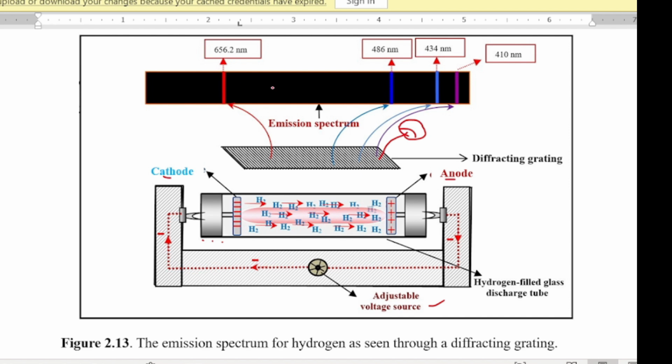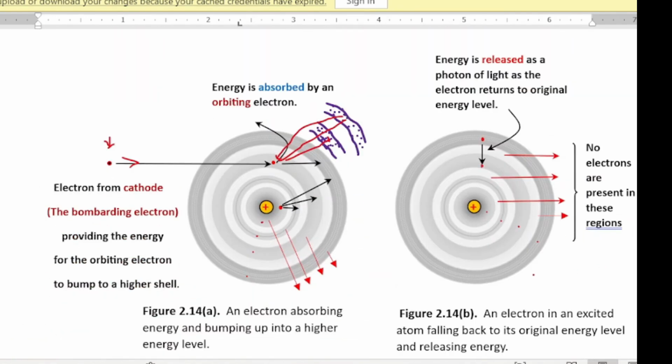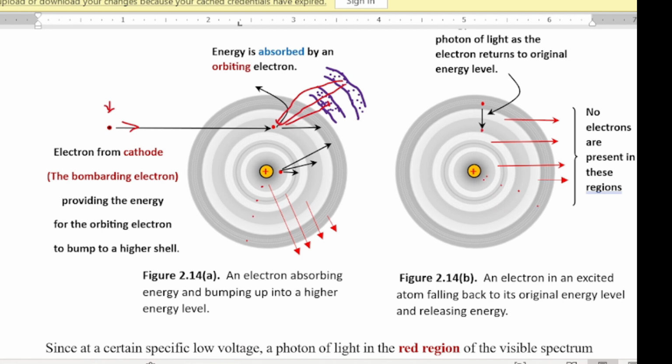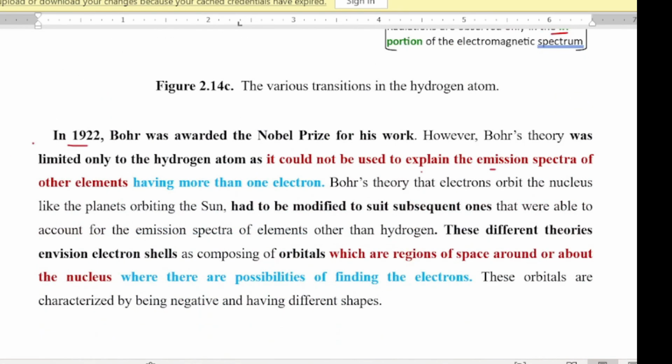So these observations here enabled Bohr to say, you know what? Electrons are not arranged in any haphazard manner around the nucleus, but they are found in discrete energy levels or shells around the nucleus, and the electrons are orbiting the nucleus like the planets are orbiting the sun. Also, as you move away from the nucleus, the electron gets more and more energy. One thing more to notice is this paragraph. In 1922, Bohr was awarded a Nobel Prize for his work, but his theory is only limited to the hydrogen atom, since it could not explain the emission spectra for other elements other than hydrogen, which has one electron.